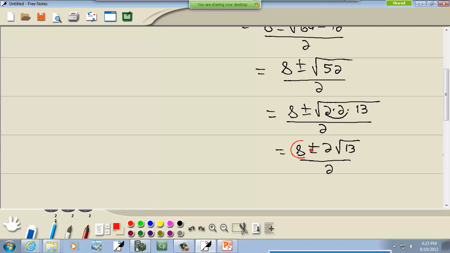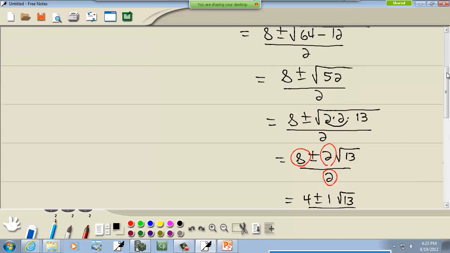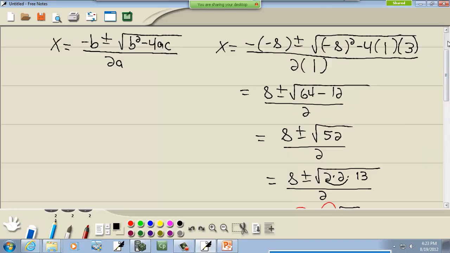Now if you can divide this number and this number by the same number, do so. They're all divisible by 2. So that gives me 4 plus or minus 1 square root of 13 over 1. Which gives us 4 plus or minus square root of 13. And that's our answers. Okay, so that gives you an example of the quadratic formula.